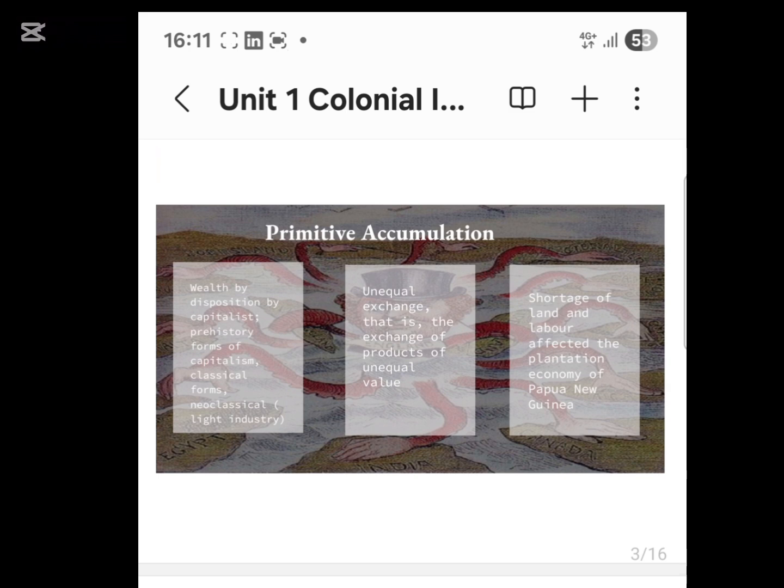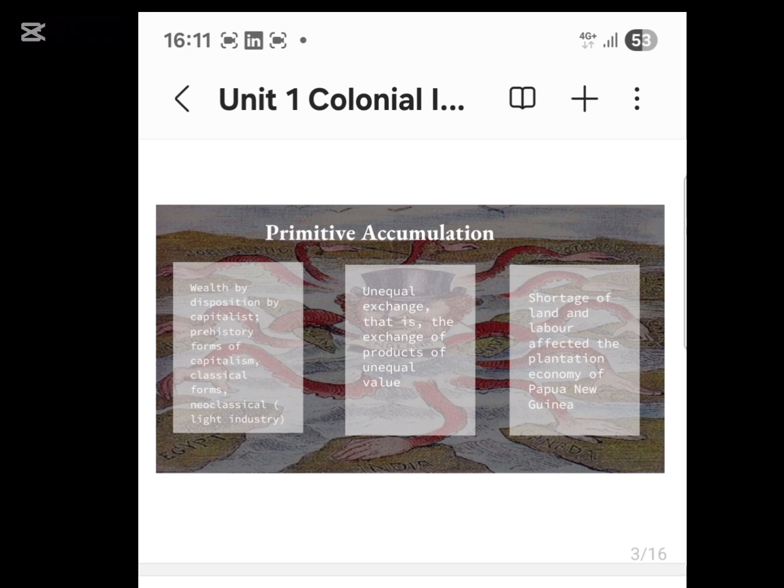Now, in Papua New Guinea, it took a different tone, okay? Now, Papua New Guinea's case, in this whole idea of primitive accumulation, and we will go through, is that the Germans came in, and even the Australians, the multinational companies in Australia during the time, were having trouble in establishing plantation system or plantations in Papua New Guinea.